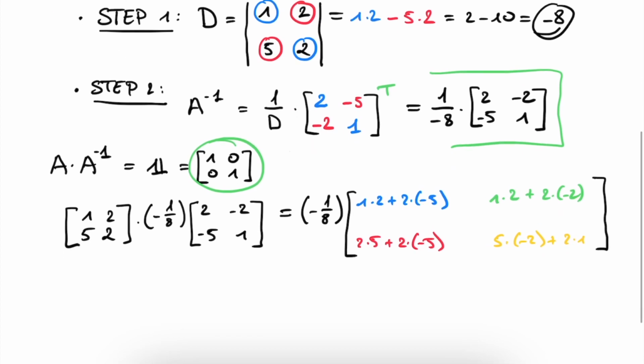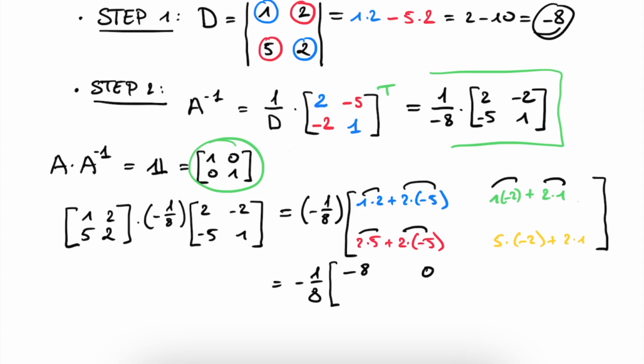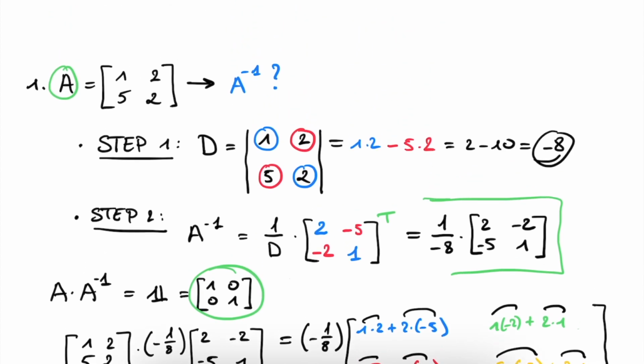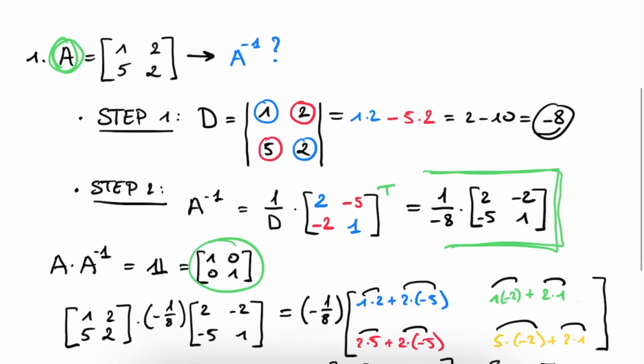Making these little sums, we get minus 1 over 8 times 2 minus 10 is minus 8. Minus 2 plus 2 is equal to 0. 10 minus 10 is equal to 0. And minus 10 plus 2 is minus 8. And if we now multiply these elements with this factor in front of it, we indeed get 1, 0, 0, 1. So our matrix that we found, our inverse matrix, is indeed the inverse of this matrix.